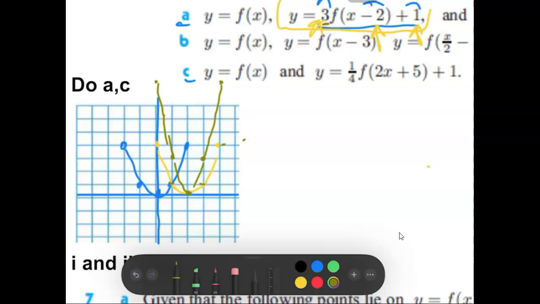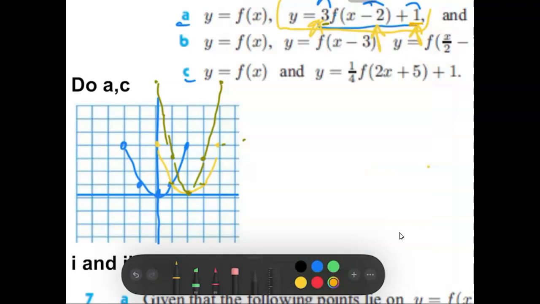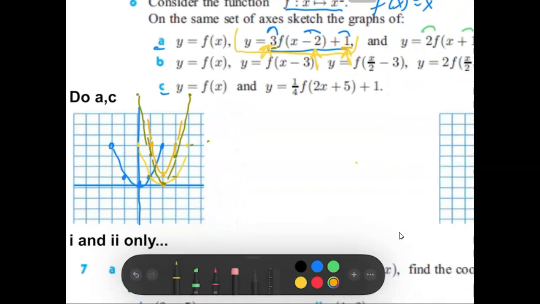Okay, and then finally, the last step is we're going to add 1. I'm going to add 1. And so it's going to be a vertical translation up, right? So now this point here is going to move up to here. This point here is going to move up to here. All the points are going to move up 1. Okay, so here's your final function. The vertex is here, and it's been stretched, and it's moved up 1. Okay, so that is this one here.